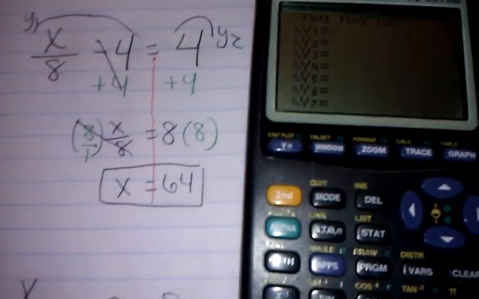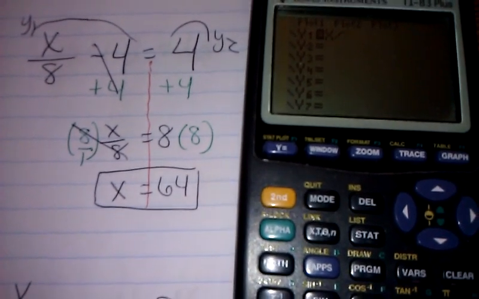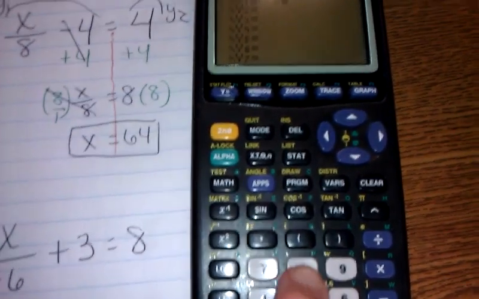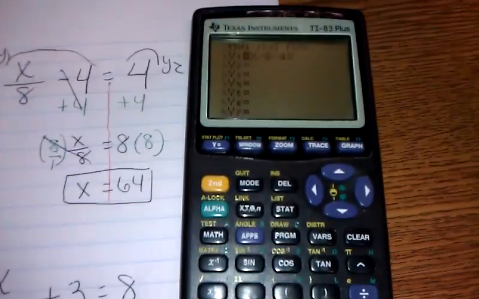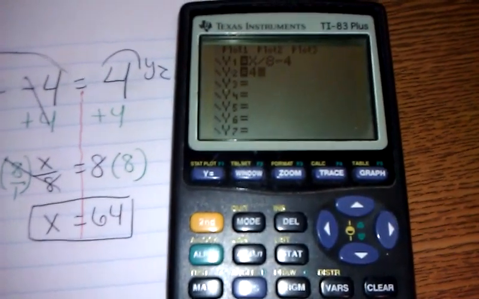Now, a lot of people get confused when it has the divide. You're going to put x divided by 8 minus 4 into y1. It looks like that. I'm going to go up there and put 4 in here.